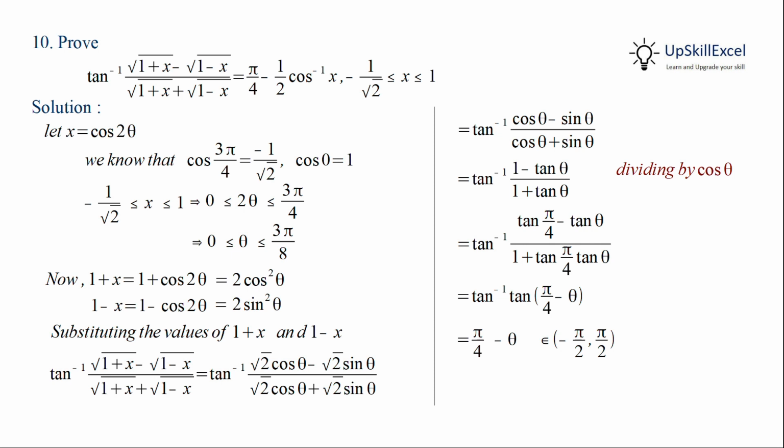From the assumption x equal to cos 2 theta, we can substitute theta is equal to half of cos inverse x, giving us the answer pi by 4 minus half of cos inverse x.